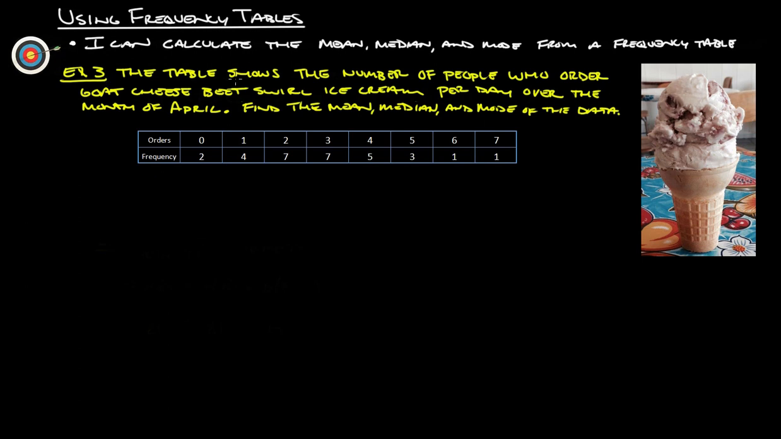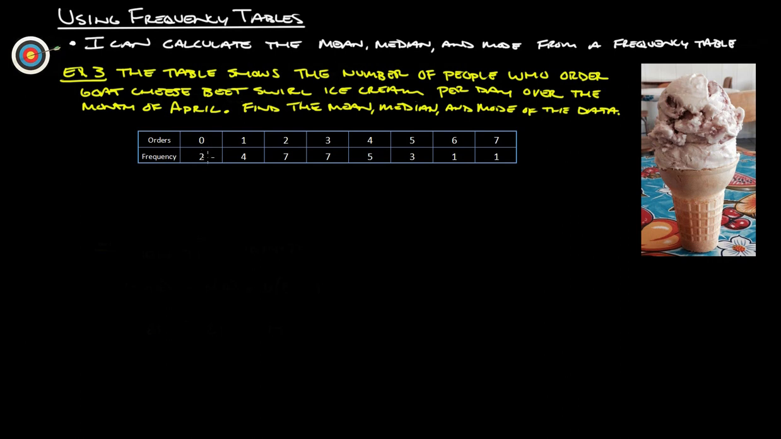Okay, example 3. The table shows the number of people who order goat cheese beet swirl ice cream per day over the month of April. Find the mean, median, and mode of the data. So this is a little different than what we've been looking at before, because this not only gives you, like say on the first day, somebody ordered 3, there was 3 orders, and the second day there was 5, the third day there was 1, so forth and so on.